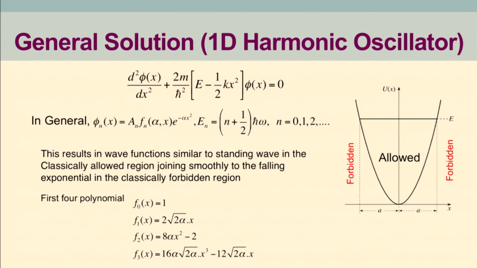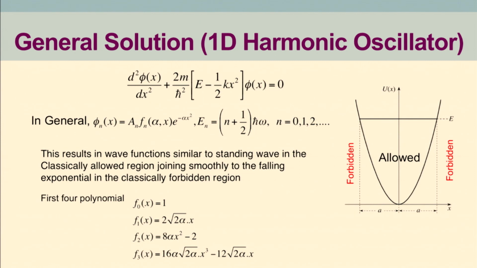In general, the solution for such a differential equation can be written in this form: phi n equal to A n, which is some constant, times f n of alpha x, times e to the power minus alpha x squared, where alpha is related to mass and omega, for which we have already shown an expression. Now this f n is a function of x, and it satisfies a special kind of differential equation very well known as the Hermite differential equation.